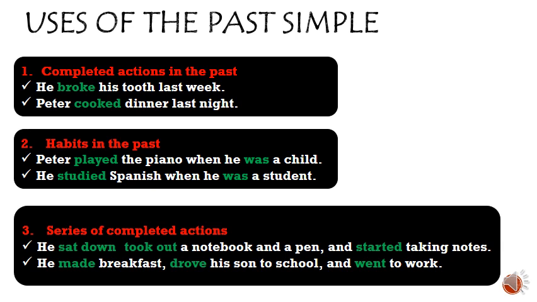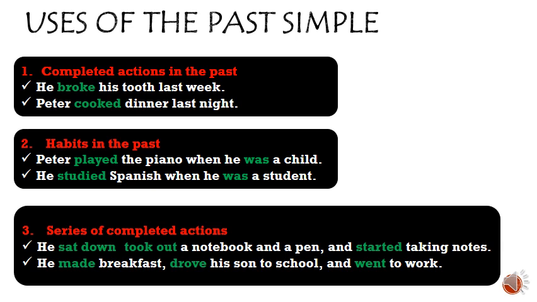The second use of the past simple tense is to express habits in the past. Things that you used to do in the past, like Peter played the piano when he was a child. So he used to do this when he was a child. So this is a habit. He studied Spanish when he was a student. So this also was a habit which was done in the past.